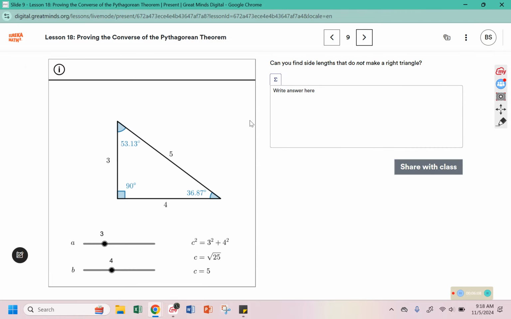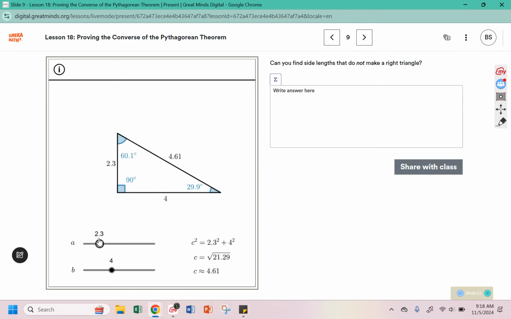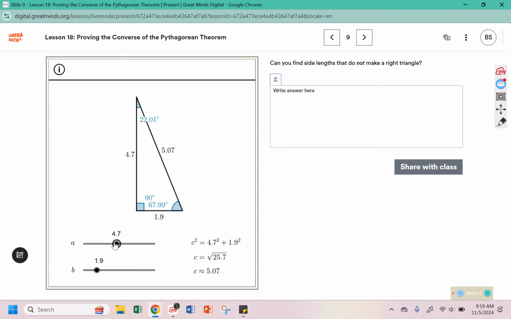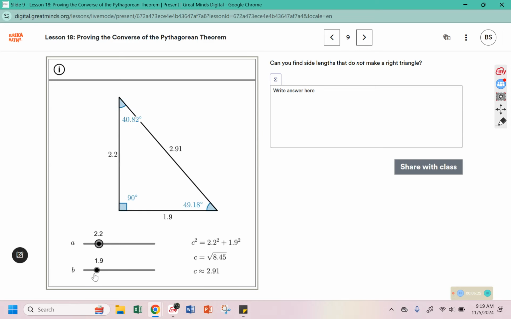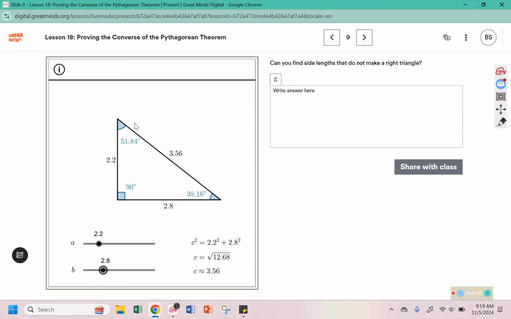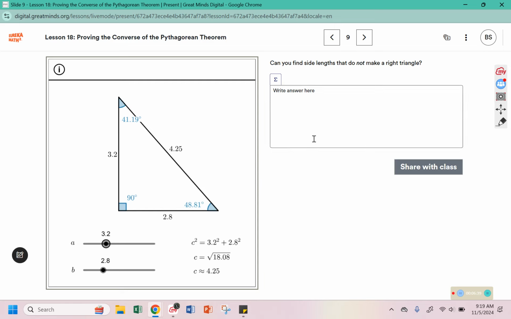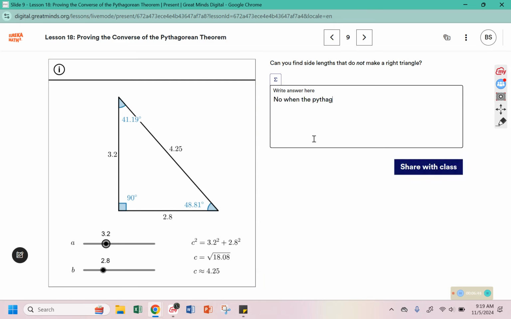Can you find side lengths that do not make a right triangle? Well, I see here that 90-degree angle continues to show up in that corner no matter what a and b value I use. You can see that the hypotenuse, this value of c, adjusts according to the other two sides. So when the Pythagorean theorem is used to find the c value, or the length of c, the hypotenuse, then the right angle, or the 90-degree angle, always appears, always shows up.